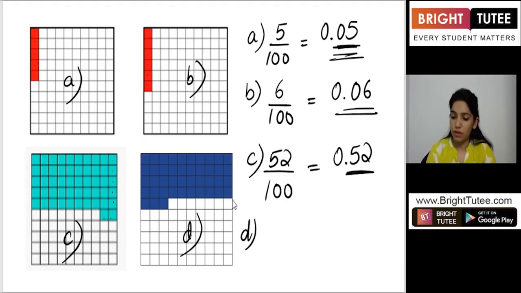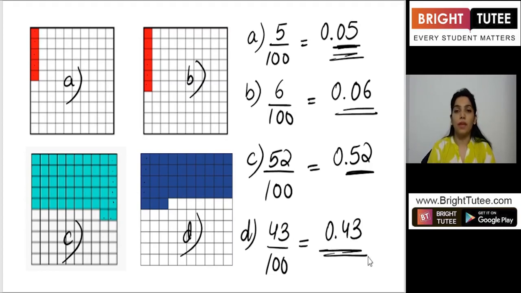The last one, how many do we see shaded out of 100? 1, 2, 3, 4, that is 40 and 3 more. So it is 43 over 100, right? So we write this as 0.43. I hope this is clear how we can read the given pictures which are divided into some fractions, and we write what part of that particular whole has been shaded in fractions as well as in decimals, right?